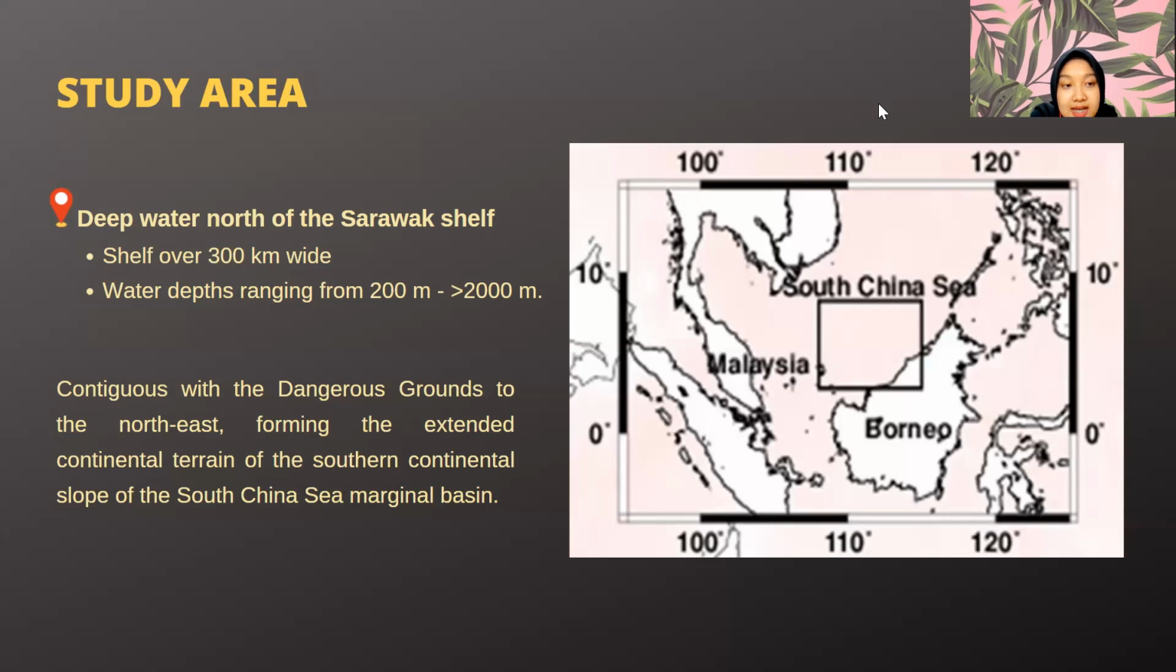And for the study area, the Sarawak margin has a shelf over 300 kilometers wide and water depth ranging from 200 meters to more than 2,000 meters. The study area, North Luconia, is located in deep water north of the Sarawak Shelf. It is contiguous with the Dangerous Grounds to the northeast, forming the extended continental terrain of the southern continental slope of the South China Sea marginal basin.